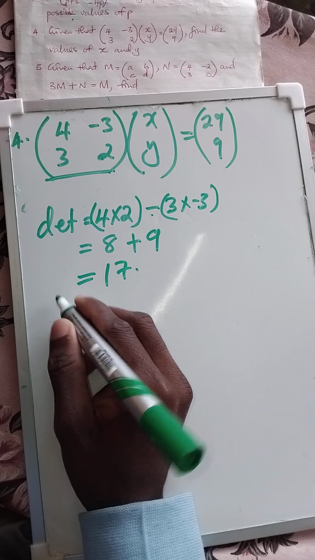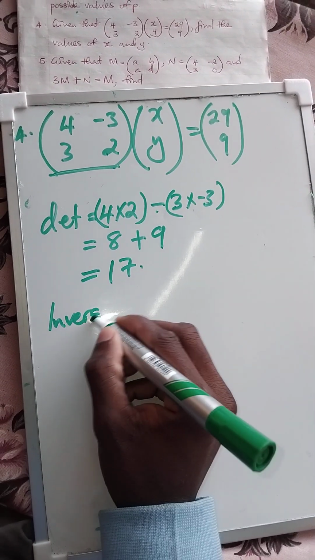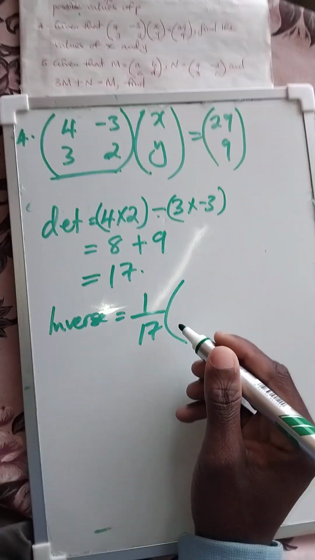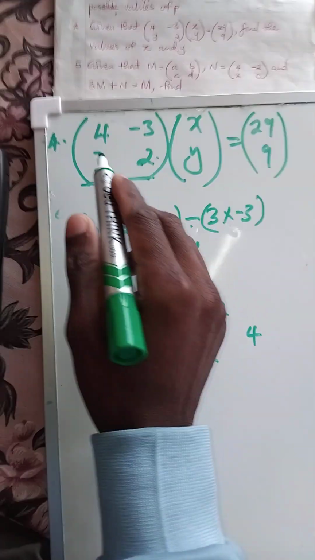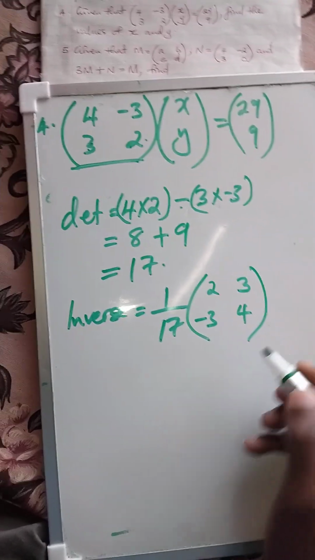Then the inverse is equal to 1 over 17, and we open a bracket, and this one will change its position, and then the 3 will change its sign, and this one too.